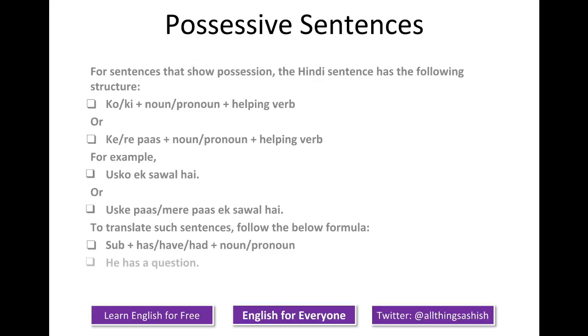And following this formula, the above sentences can be translated as, so if you say usko ek sawal hai, you can say he has a question. If you say mere paas ek sawal hai, you can say I have a question. Again, in everyday English, you find a lot of opportunities to translate possessive sentences. So a very good formula to remember right there.